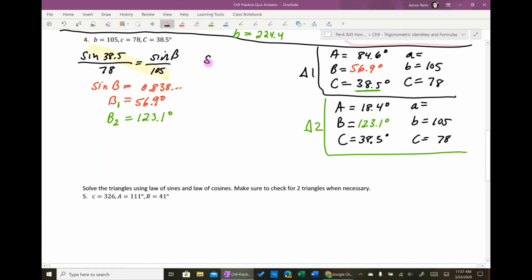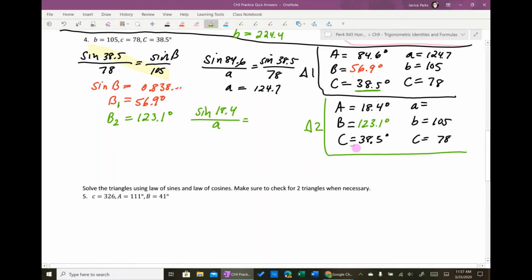To finish off, we'll do sine of 84.6 over A, and then the given information, which was C. So sine of 38.5 over 78. If you work that out, you end up getting A is equal to 124.7. And then for the second one, you're going to do sine of 18.4 over A, and then again, the given information, which is sine of 38.5 over 78. If you cross multiply here, you get A is equal to 39.6.